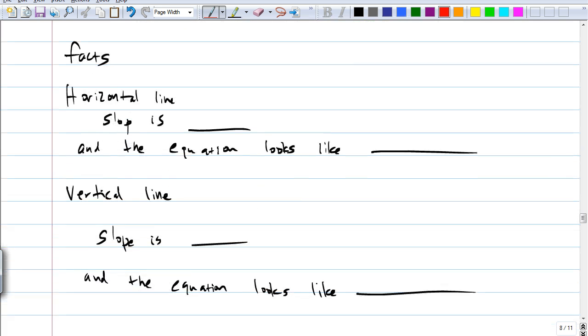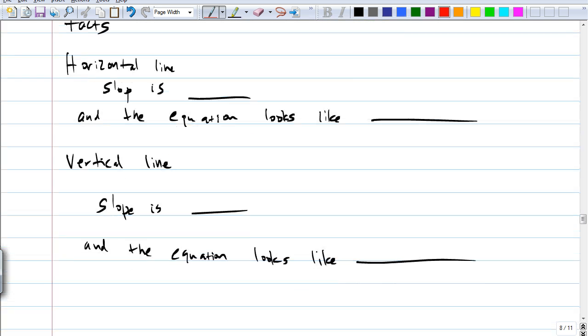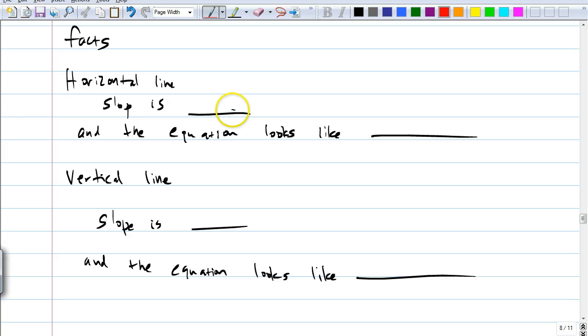Okay, facts for horizontal lines and vertical lines. The slope is what for a horizontal line? And then the equation looks like something. And for a vertical line, slope is something, and then fill this out. And then the equation looks like something else. You spelled slope wrong. You wrote slop. Oh, thank you. I don't want slop, I want slope, sorry. So these are facts for horizontal and vertical lines. Go ahead, everybody, write it down.